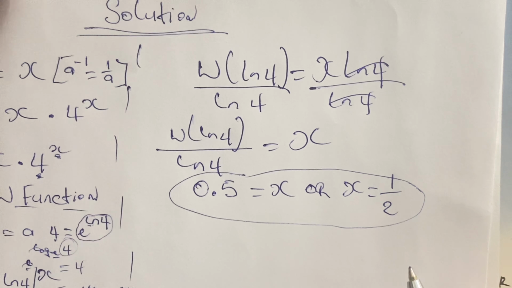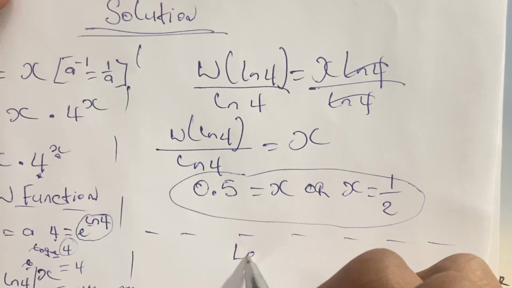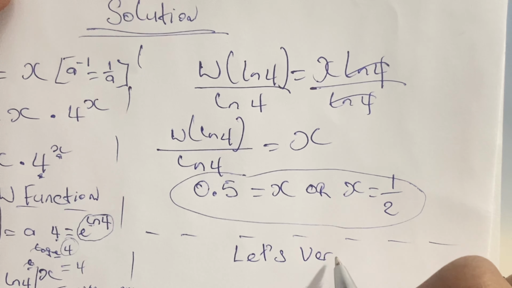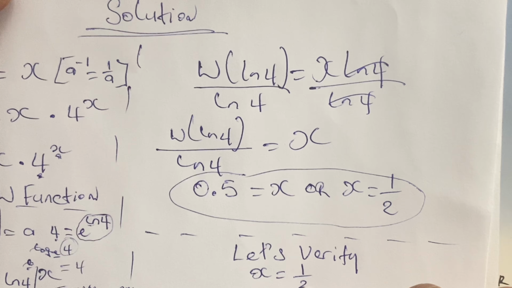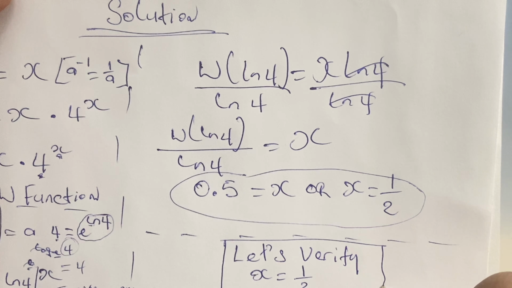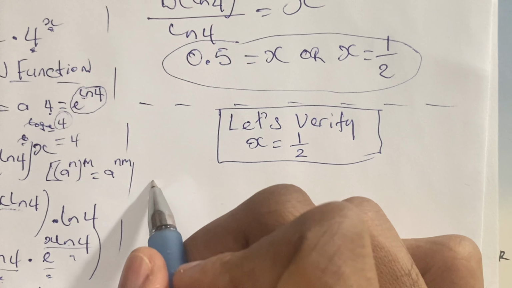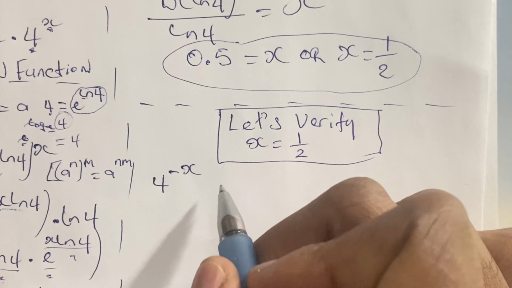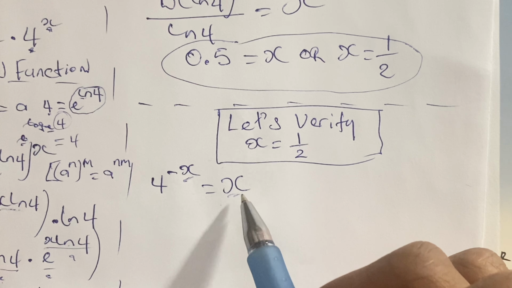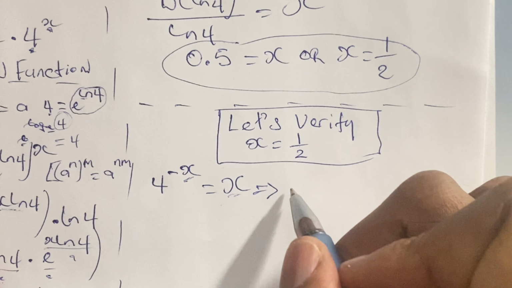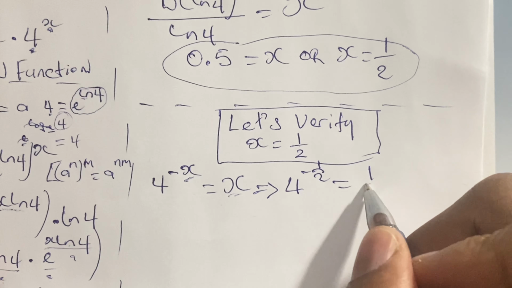Now we can verify this solution. So let's go ahead and verify our solution for x. So we said that x is equal to 0.5 or a half. So we'll be using a half for this exercise. And we'll be doing this by rewriting our original equation. So we said that we have 4 to the power of x is equal to x. And so we know that x is equal to a half, so we just plug that in. So we'll say that 4 to the power of negative a half is equal to a half.